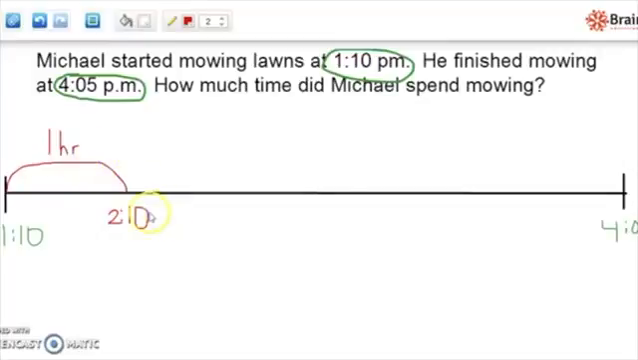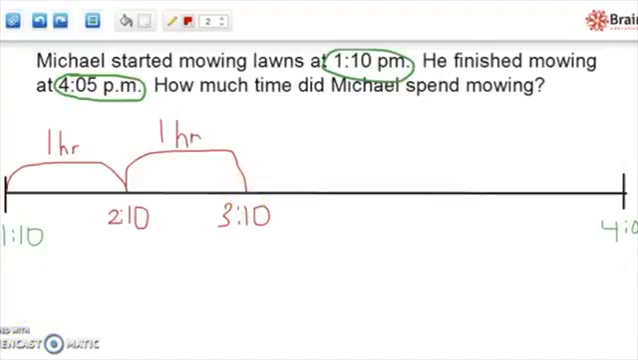So again, I need to jump from 2:10 to 4:05 so I can make another hour interval, which will take us to 3:10 p.m. Again, your hours are changing, but your minutes are staying the same. Now, if I add another hour to 3:10, it will take us to 4:10. But notice that the end time is 4:05, so that means we would go over, and we don't want that to happen, so we need to make a smaller jump.